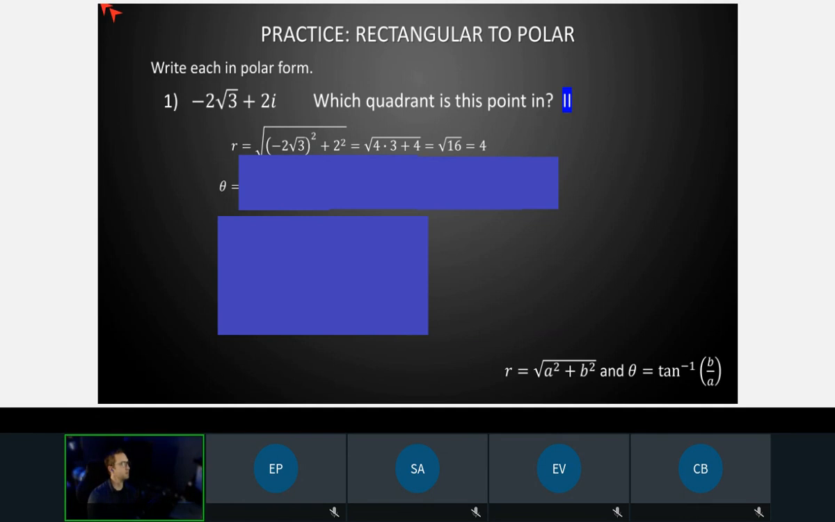Find your theta using the formula. We have inverse tan of your B value divided by your A value.